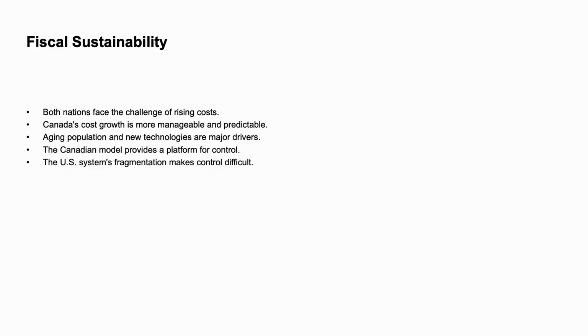The Canadian system, for all its challenges, provides a more stable and predictable platform for managing long-term fiscal sustainability. The government can make difficult but necessary choices about resource allocation, a power that is diffuse and often thwarted in the U.S. system. This is a key reason why Canada's system, despite its lower spending, is often seen as more sustainable in the long run. It is a testament to the power of a centralized, publicly administered system.